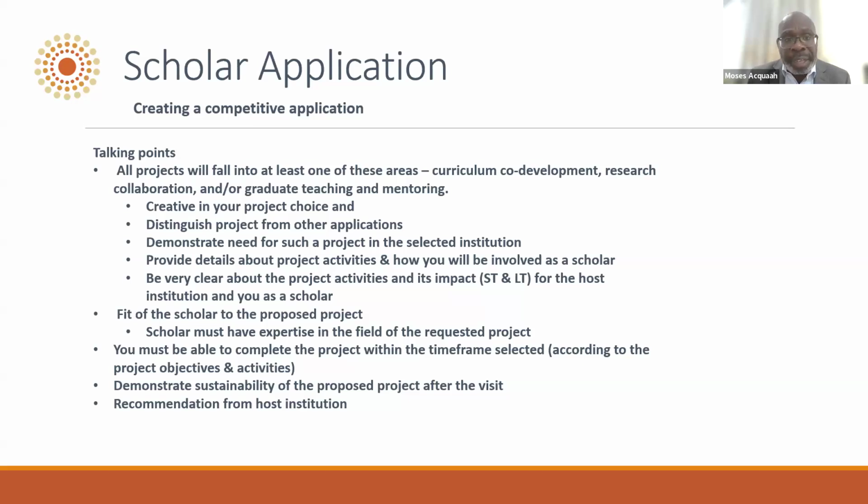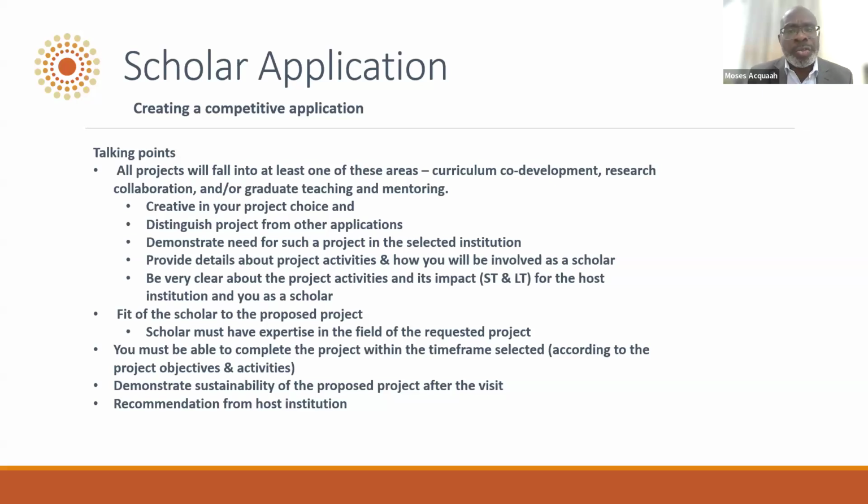Because of that, you have to be creative in your project choice. If you just say, I'm just going to teach graduate students and mentor them, everybody will write the same thing. You need to be able to bring some creativity into what you are going to do, although it may be curriculum co-development, research collaboration, or graduate teaching. It is important to do that to really distinguish yourself from other applications, because without that, all the applications will look the same, and it becomes difficult for your proposal to be selected. You must demonstrate the need for such a project in the selected institution.